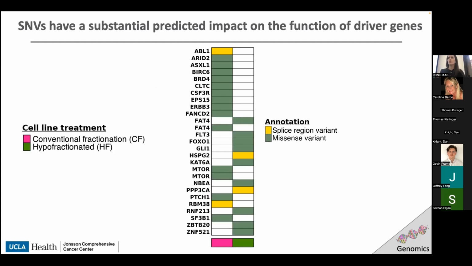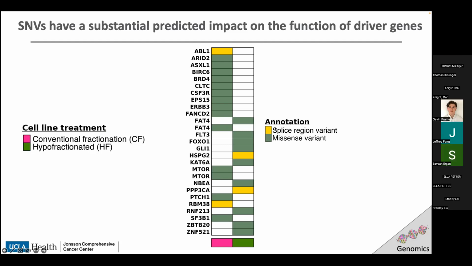We moved on and wanted to see how these SNVs affect driver genes. It was important for us to test this because in each tumor there are many passenger mutations, but only a subset of mutations actually drive cancer evolution and confer the unique characterization of the tumor. We wanted to see which driver genes drive the evolution of our radioresistant lines. As you can see here, there were driver genes that were strongly affected, as predicted, by missense variants or splice region variants. Most of these genes are unique to either CF, the traditional, or HF, the high dose, except for this gene that has mutations for both of them.